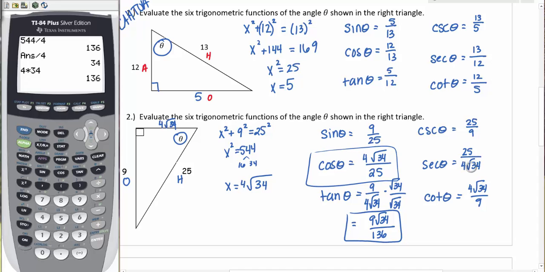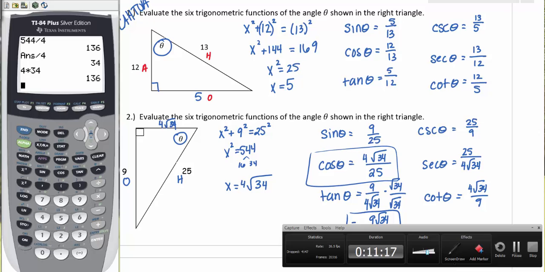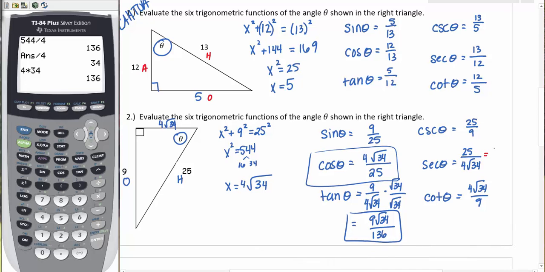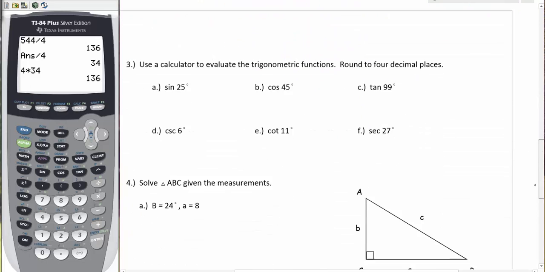So right now I want you to pause the video and I want you to rationalize secant of theta. Okay, you should have gotten 25 root 34 over 136. Okay, so make sure you know how to rationalize your denominators.